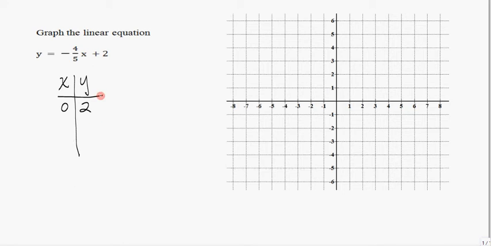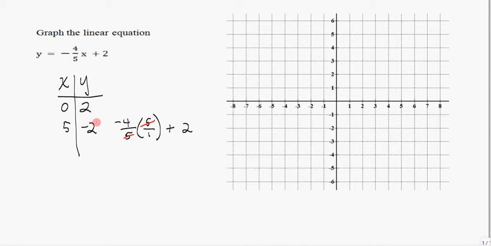For our second ordered pair, remember we can pick any x value we want, so let's plug in something that makes the fraction go away. So plugging in 5 will do the trick. If we plug in 5 for x, we get negative 4/5 times 5. So I'm going to write that as 5 over 1, plus 2. So we can see that the 5's cancel. That's the whole point. And we get negative 4 plus 2, which is a negative 2.